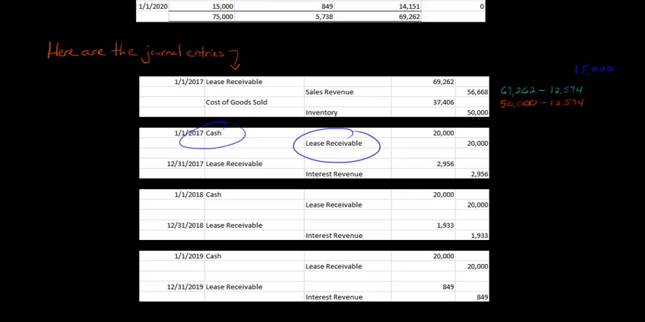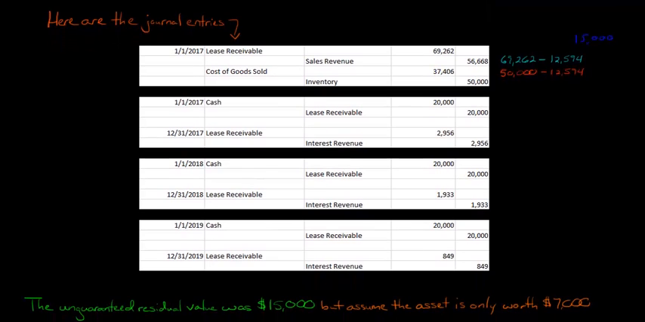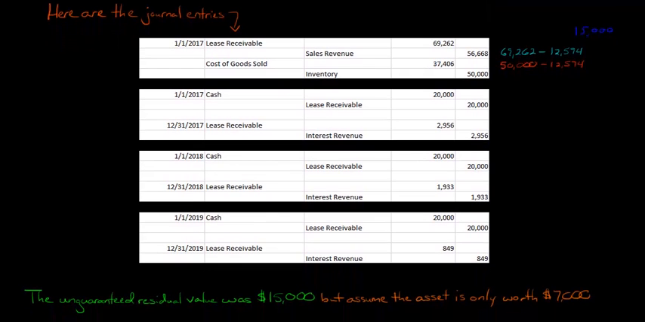We receive the cash, we reduce our receivable. When we have that interest that accrues, we increase the lease receivable, and so forth. So I want to skip to the end, because this is the difference from a regular sales type lease, because it's unguaranteed. We had said unguaranteed residual value, $15,000. But let's say the lease is up, like January 1st, 2020, we get the asset back and we find that it's only worth $7,000. We don't really have any recourse against the lessee because they didn't guarantee that it'd be worth $15,000.